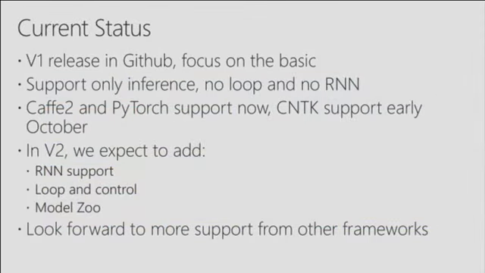So here's the current status. V1 of ONNX has been released on GitHub. This is a minimum set that Facebook and Microsoft can agree upon to release. Currently, it only supports inference. There's no loop, no RNN. Caffe2 and PyTorch already support such a format. CNTK support will come early October. In V2, we expect to add RNN support, loop and control, and add a model zoo that can be shared across all the different toolkits. And of course, we're looking forward to more support from other toolkits or frameworks.